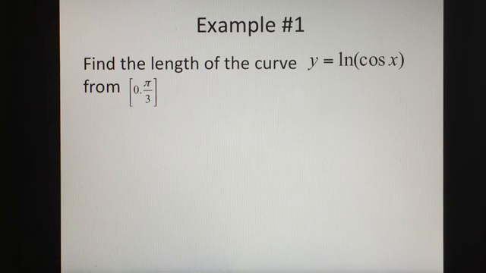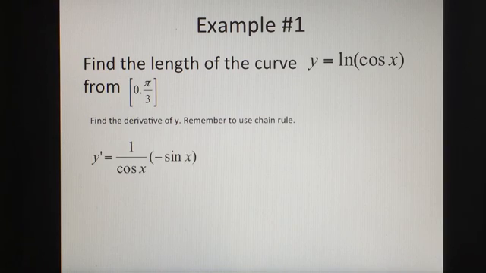So find the length of the curve y equals ln of cosine x from 0 to pi over 3. Using the formula for arc length, that's what we're going to use to solve this problem. First, find the derivative of y. You've got to use chain rule on this one. So we find that y prime equals 1 over cosine x times negative sine x. If you don't remember how to do chain rule, look backwards. When you simplify, you get negative tan x.